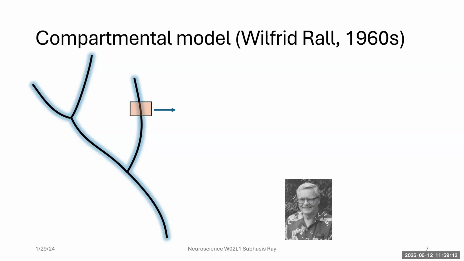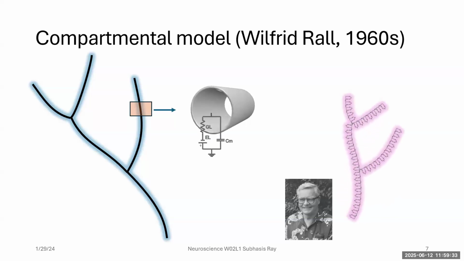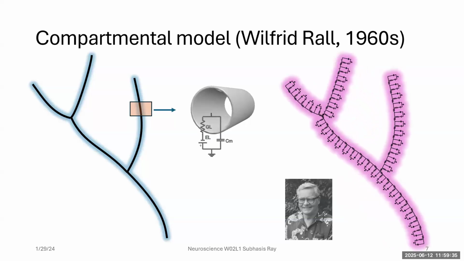So next what he showed was that you could take a neuron, like a branch structure like this, and this branch structure is practically impossible to solve by hand because there are too many terms. And you consider a small patch of membrane like the RC circuit. And then you connect those up with axial resistance because these cylinders are connected by axial resistance. So you have an equivalent circuit of this neural arbor.